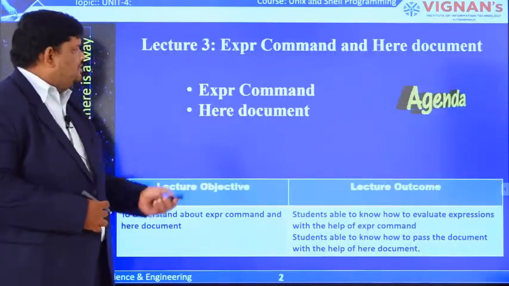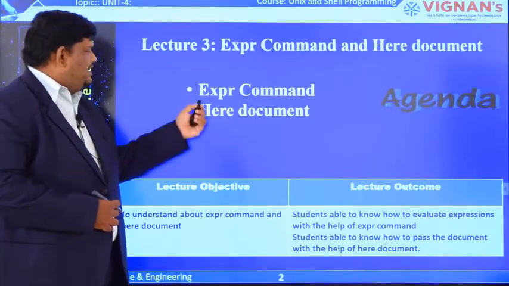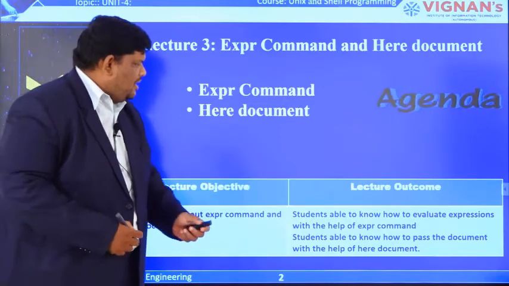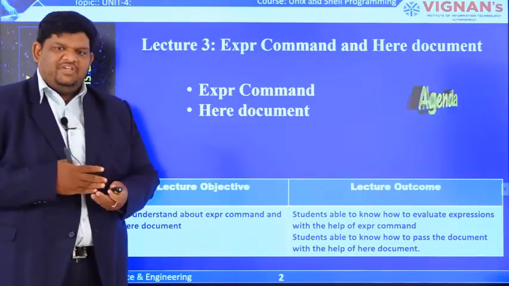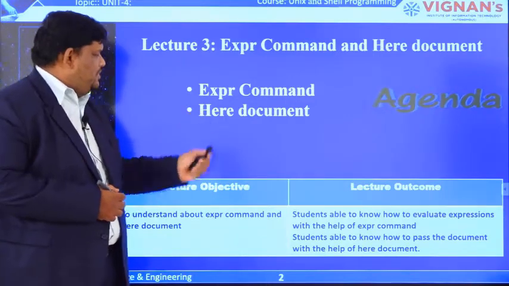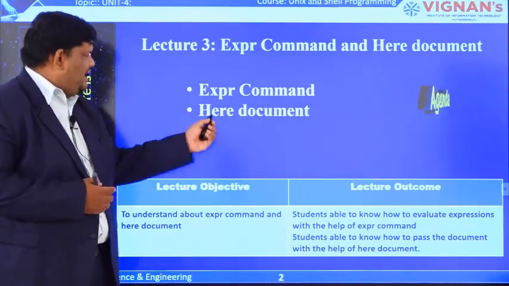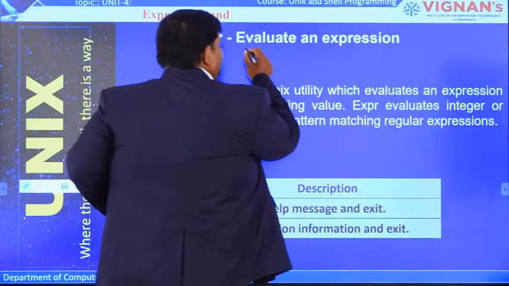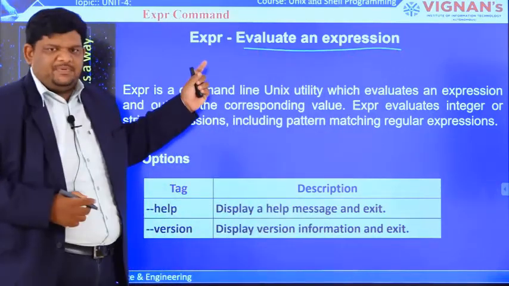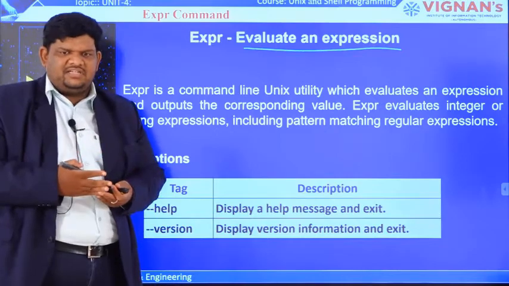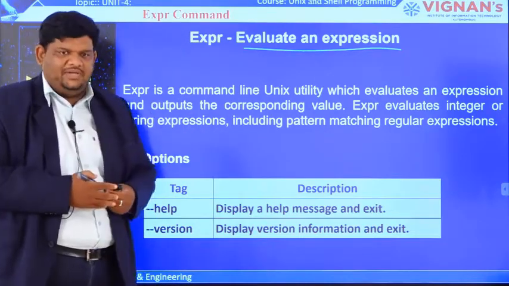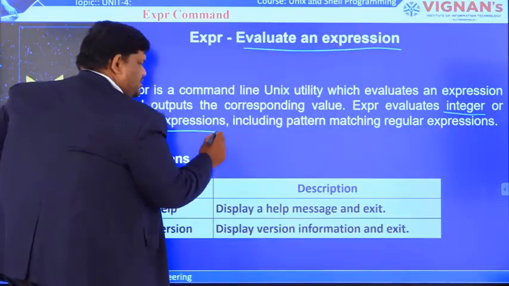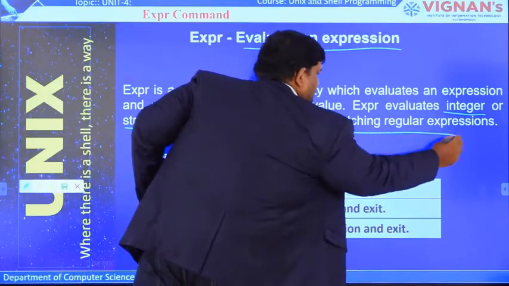In today's lecture, we are going to discuss two topics: the EXPR command and here document. As the lecture outcome, students will be able to evaluate expressions with the help of the EXPR command, and also parse a document with the help of here document. EXPR is used to evaluate an expression. EXPR means expression. If you want to evaluate any expression in a shell script, we can do it with EXPR. EXPR evaluates integer or string expressions, including pattern matching regular expressions.